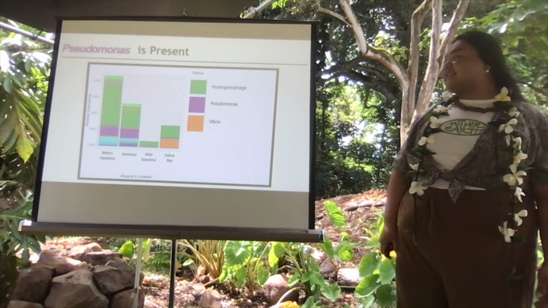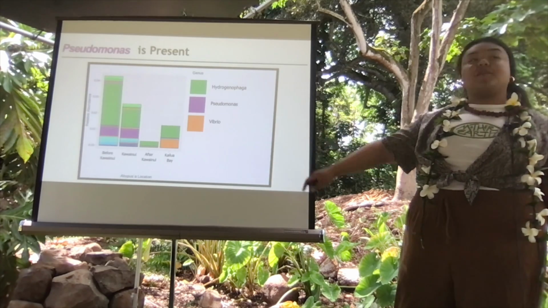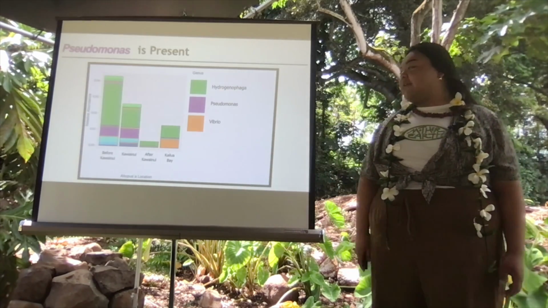And as we predicted earlier, we see Pseudomonas here. We can see it in large abundance before Kawainui and in Kawainui, but we don't see it as abundant after Kawainui and in Kailua Bay.